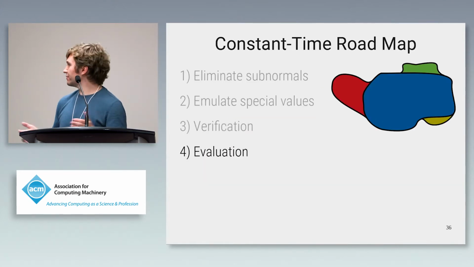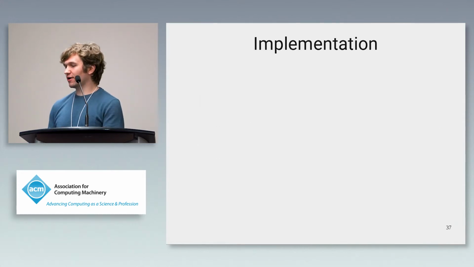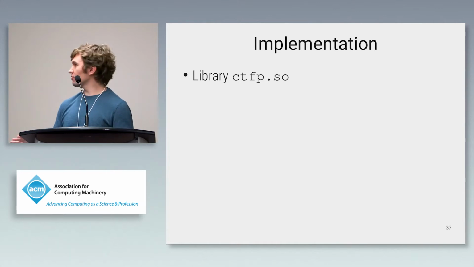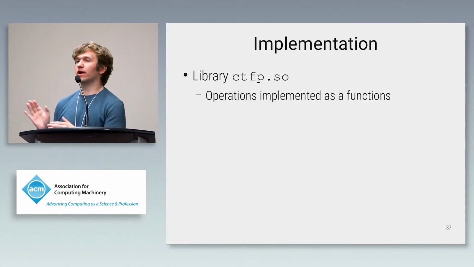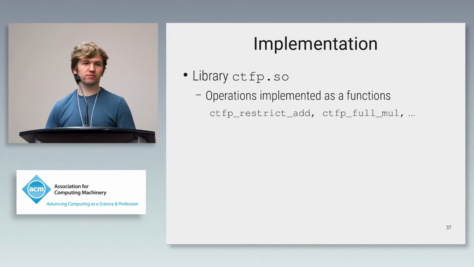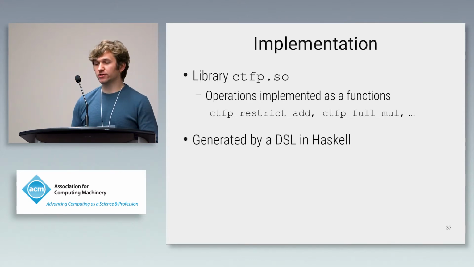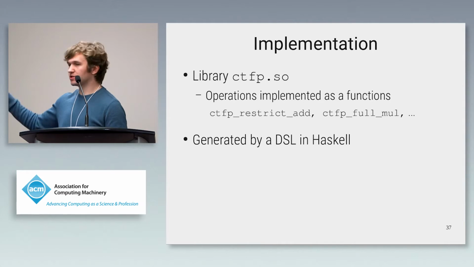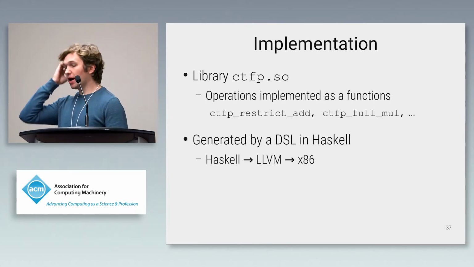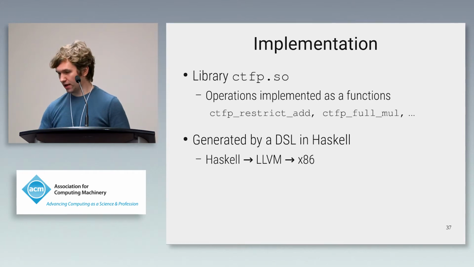And with this, now that we're pretty sure we got it right, let's see how we evaluated it. We started off by building an implementation, just a library with all of these operations implemented as functions. So it's pretty simple. You have restrict, add, full, multiply, so on and so forth. Now, the source language is actually Haskell. We built a DSL to build up these operations, but from the Haskell, we generate LLVM. The LLVM bitcode is what we verify, and from that, we generate the x86 machine code.